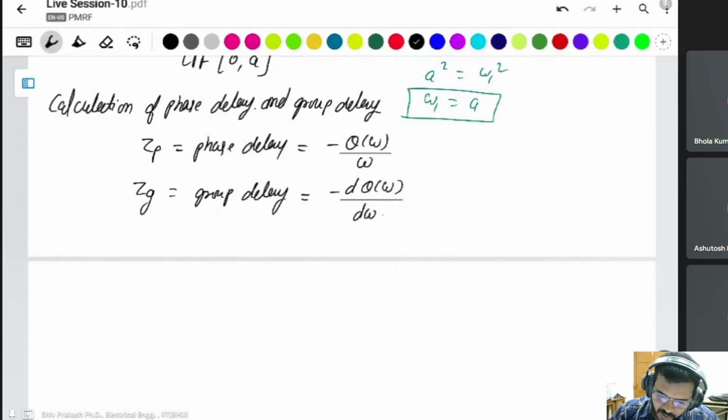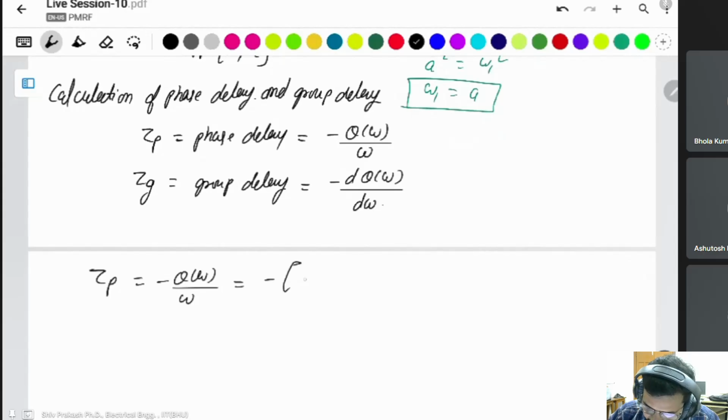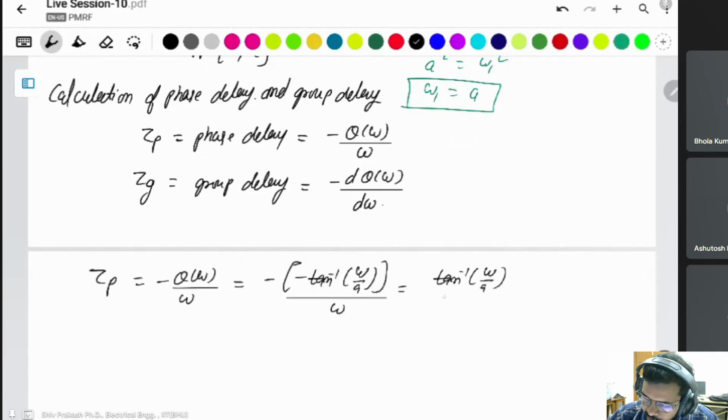For this signal, suppose you want to find the phase delay t p, simply minus theta omega divided by omega. In this case, minus theta omega is equal to minus tan inverse omega by a, divided by omega. It will provide this much phase delay on your system.